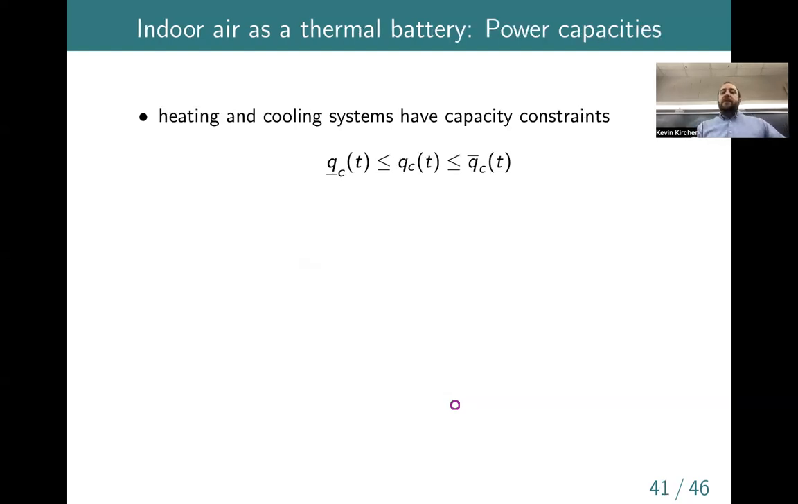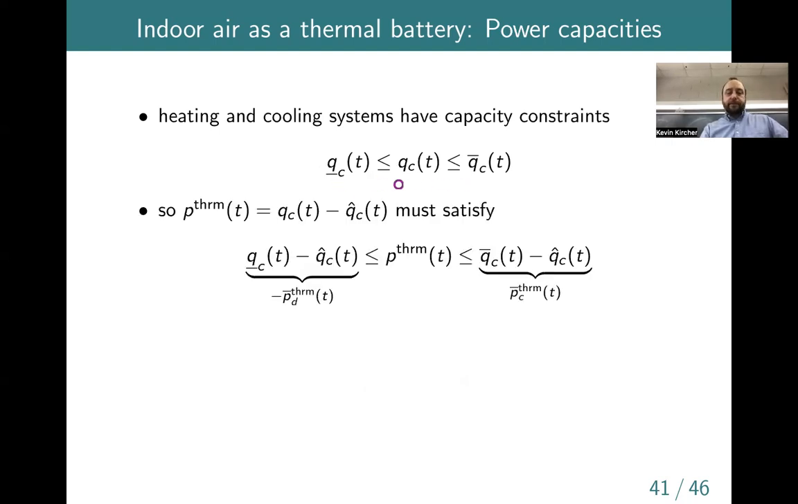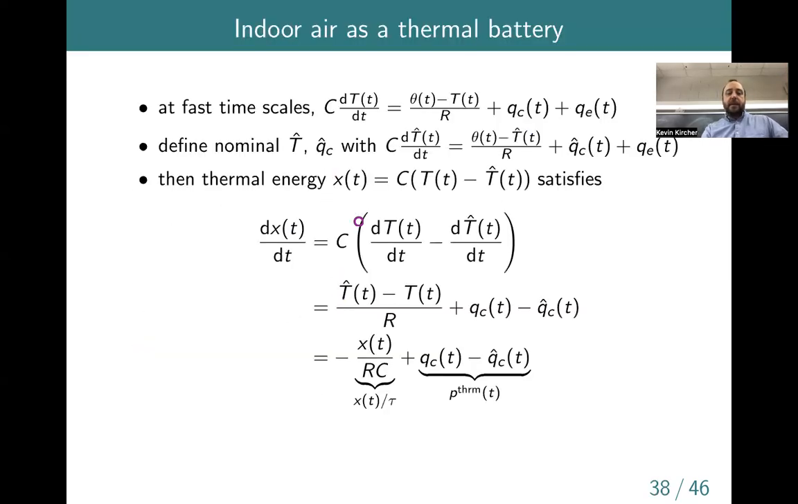Okay, and we can do the same thing with the power capacities. As I mentioned a few slides back, any air conditioner or furnace or heat pump is going to have a limited capacity to produce or extract heat. Those we can write again as linear inequality constraints. If we define the thermal power, this Q_C minus Q hat is what showed up in the battery model, the differential equation that we wrote down. This is what we defined as our thermal power, analogous to the chemical charging power that you would have in a battery.